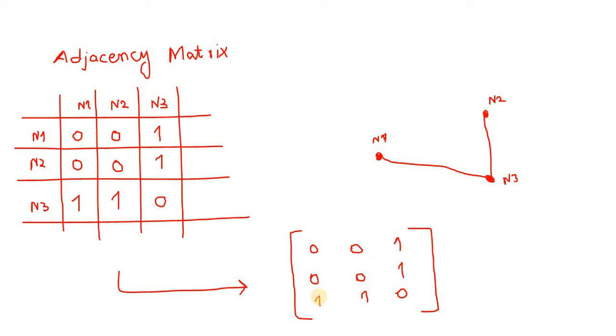So here you can see that sometimes the edges are only directed edges. For example, let's say this edge is directed, it only goes in, there's a direct arrow here. Then it means there is only a connection from n1 to n3, but there is no connection from n3 to n1. So in this case, n1 to n3 here will be 1, but n3 to n1 here will be 0.